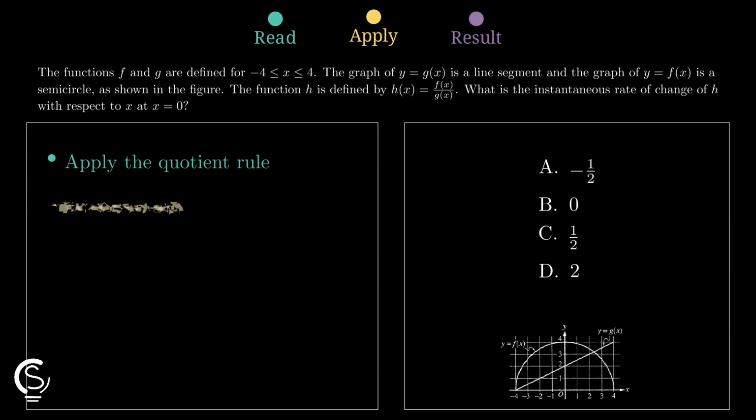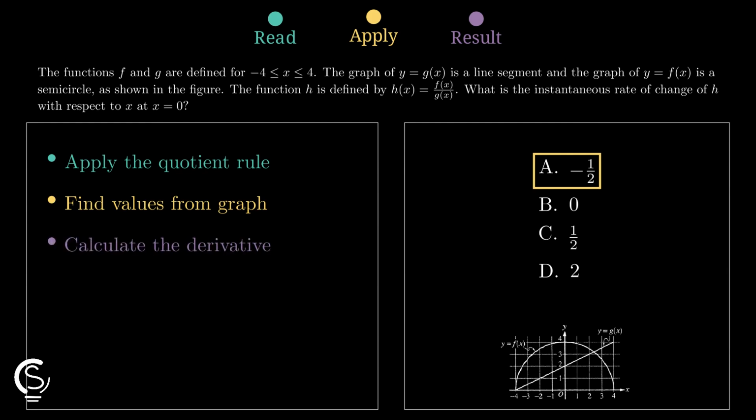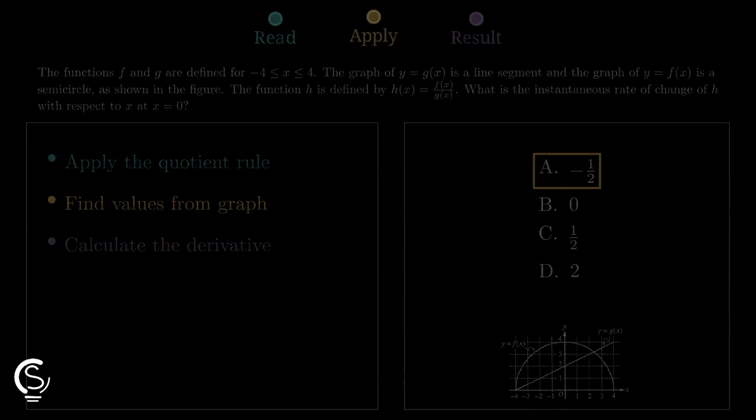Finally, plug those numbers into our formula. We get 4 times 0 minus 2 times 1/2 divided by 16. Well done! Option A is correct.